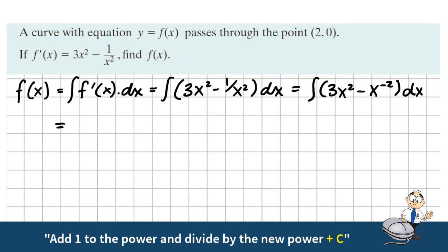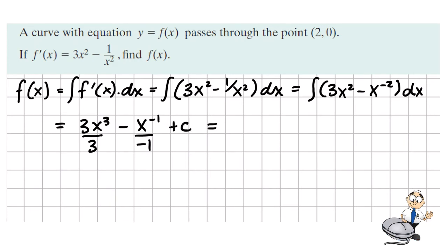So when we integrate 3x squared, we're going to increase the power by 1 and divide by the new power, and it becomes 3x cubed divided by 3. And when we integrate negative x to the negative 2, we increase the power by 1, it becomes negative x to the negative 1, and divide by the new power. And add on plus c. Now we could tidy this up a little bit. 3 goes into 3 once, giving us x cubed. We have two negatives, which is a positive here, 1 over x, or x to the negative 1 if you wish, plus the constant of integration.